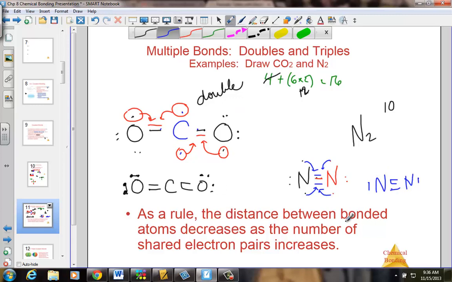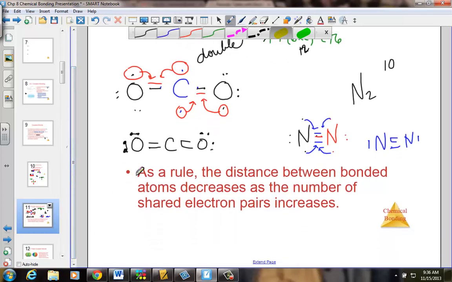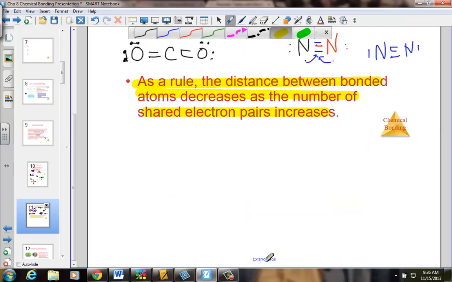And as a rule, the distance between the bonded atoms decreases as the number of electron pairs increases. I can't stress enough that this is really something critical to understand. You will see this come up over and over and over again about bond lengths. Let's take a moment and just digest what this is saying. As a rule, the distance between bonded atoms decreases as the number of shared electron pairs increases.